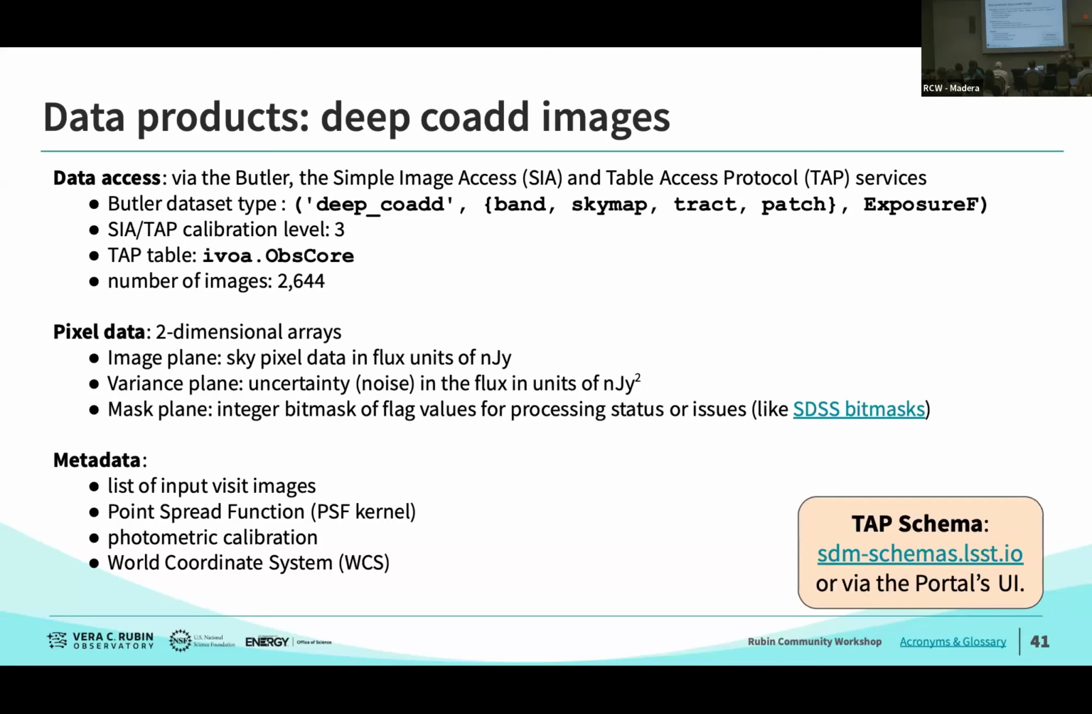I also want to point out that we have a schema for these catalogs that are available online at this website, sdm-schemas.lsst.io, and that can help you navigate the very many column headers and understand what's contained there. You can also access the information on each column using the portal, which is another easy way to understand what these columns mean.